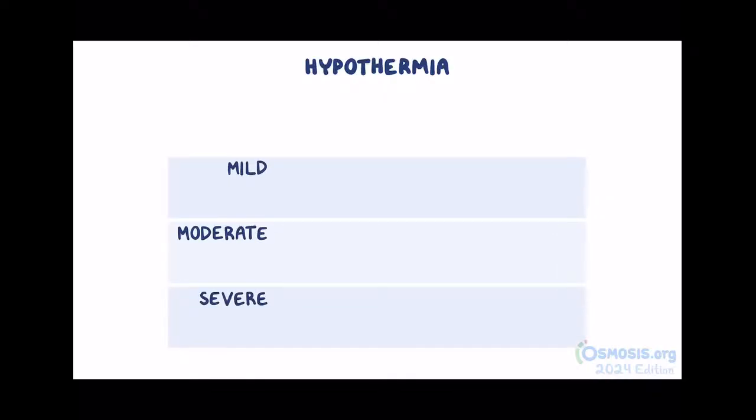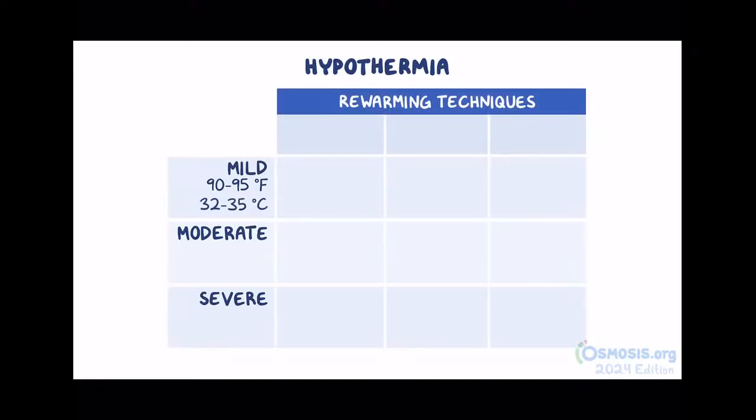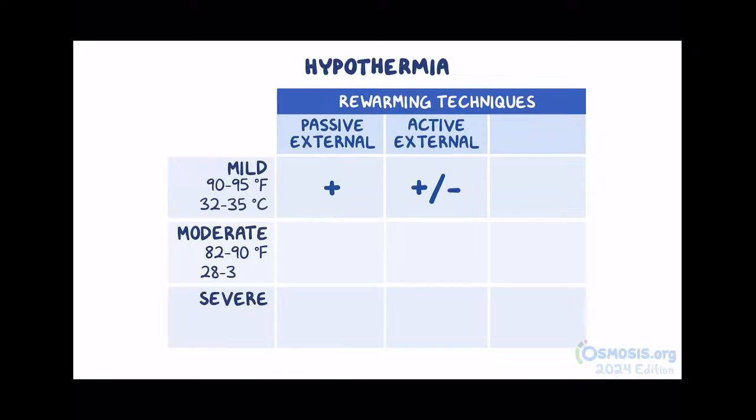Alright, as a quick recap, hypothermia is subdivided into mild, moderate, and severe based on the patient's core temperature. Patients with a core temperature between 90 and 95 degrees Fahrenheit or 32 and 35 degrees Celsius have mild hypothermia and should be treated with passive or active external rewarming techniques. On the flip side, patients with a core temperature between 82 degrees Fahrenheit and 90 degrees Fahrenheit or between 28 degrees Celsius and 32 degrees Celsius have moderate hypothermia.